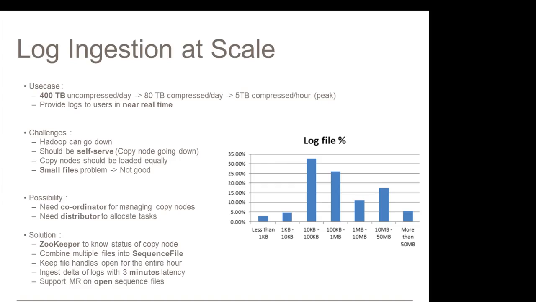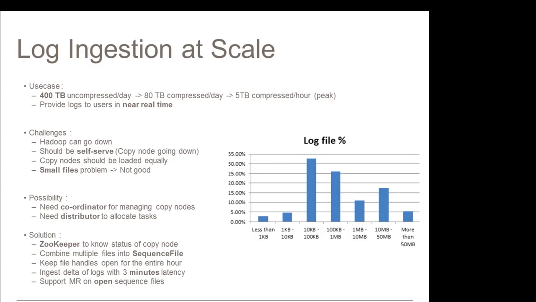There are two problems that we are solving here. One is we have 400 terabytes worth of logs per day, which translates to 80 terabytes of compressed logs, and 5 terabytes of compressed logs per hour at the peak hour. 12 o'clock is considered eBay's peak hour by eBay's statistics. And we wanted to provide users logs in near real time so that they can run MapReduce on their logs even at a 3-minute SLA.